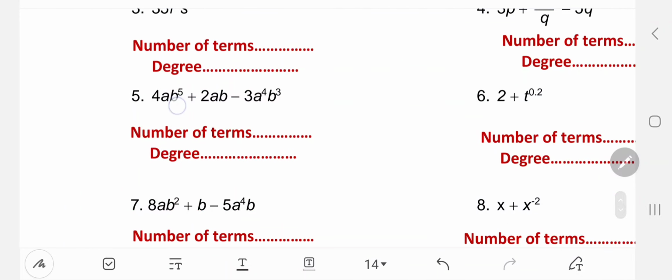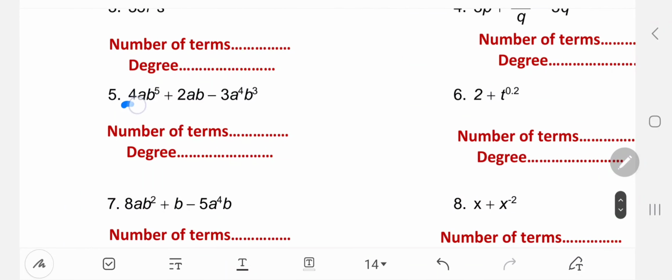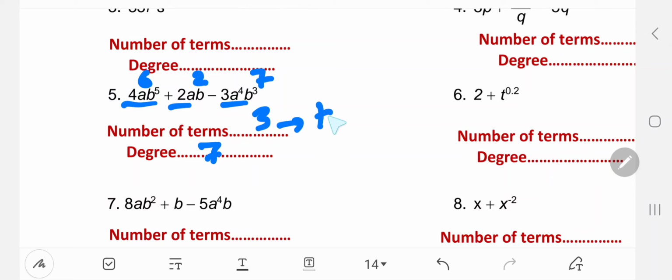Number 4, number of terms, again, 1, 2, 3, so number of terms is 3, and the degree is 5 and 1. Whenever you don't have a power here, 5 and 1 is 6, and here 1 and 1 is 2, 4 and 3 is 7, so the highest degree is 7. Number of terms 3, so we call it trinomial.